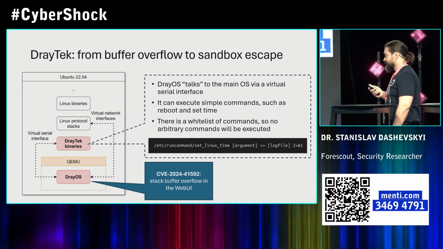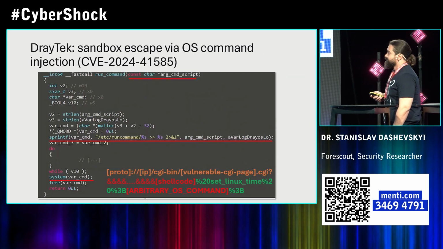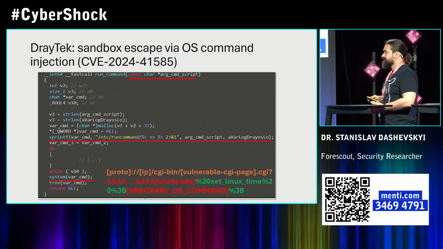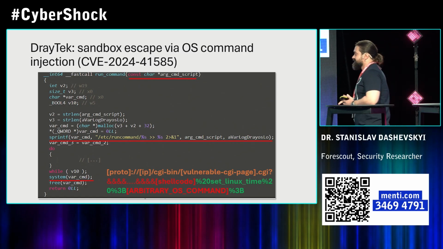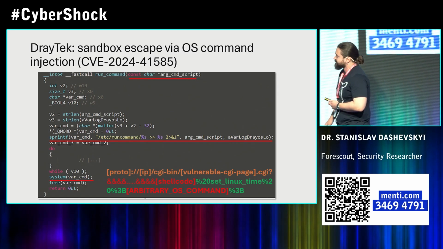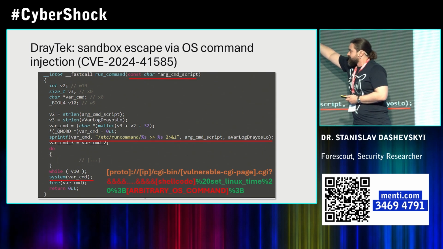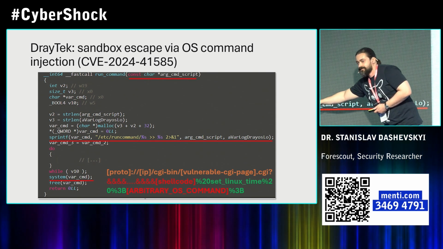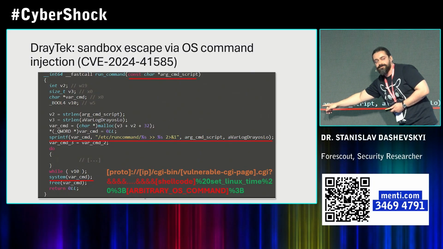And when we looked at the binary that actually implements the whitelist and the running, you will immediately see that here, this is all the unfiltered input, and this is where it ends up. So can you guess what is the problem here?